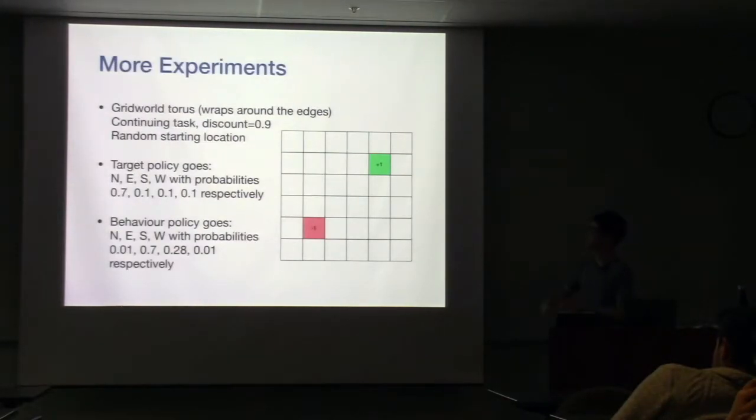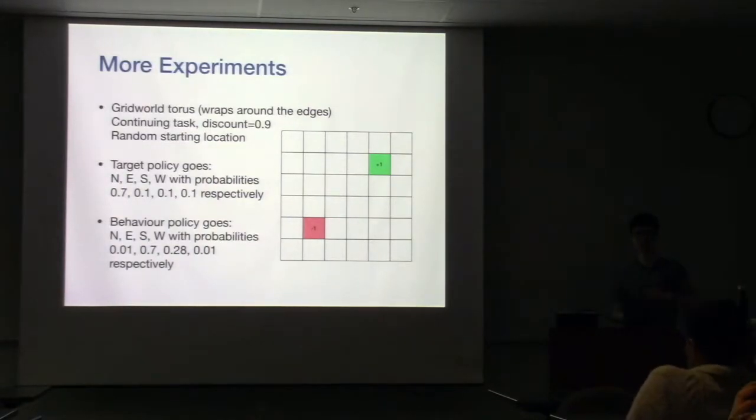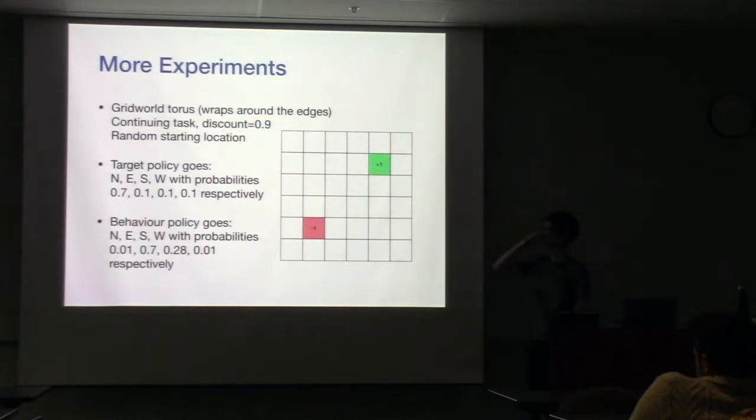So how does this do? Well, I made up a slightly more complicated environment. It's a grid world that wraps around the edges, so if you move east from here, you just end up on the other end. The target policy goes north a lot, with 70% chance and 10% for the rest. The behavior policy goes east a lot and south, but it doesn't go north a lot. So sometimes you'll have high importance sampling ratios. And you just get +1 if you leave this state and -1 if you leave that state.